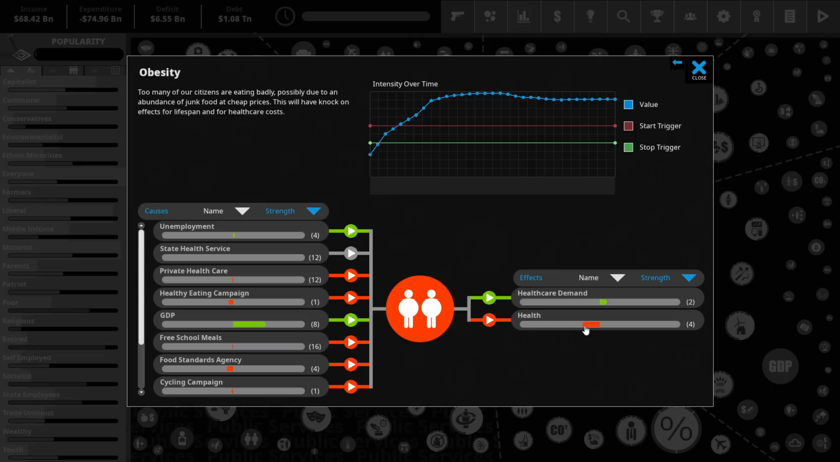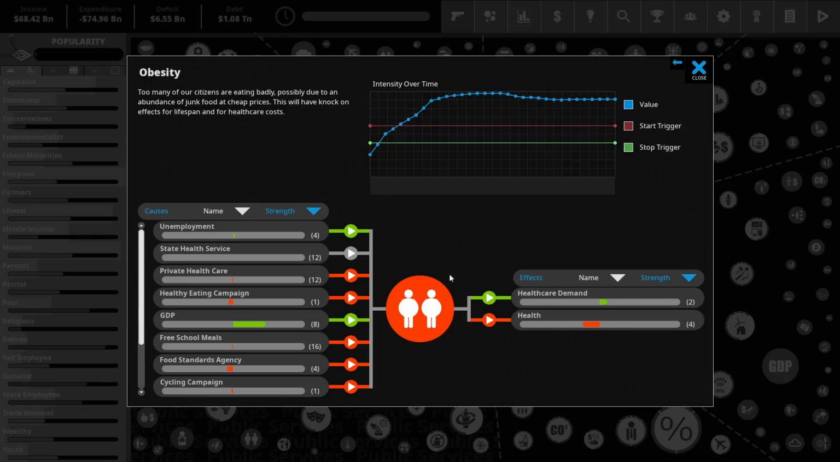Having this obesity problem is lowering the health of our country and increasing healthcare demand. And actually, having low health further increases healthcare demand. Having low health also decreases productivity. So because we have an obesity problem, we are less productive, which means we're making less money, but also we're having to use hospitals more, which means we're spending more money. So we're getting a double dip on obesity in terms of our financial situation.